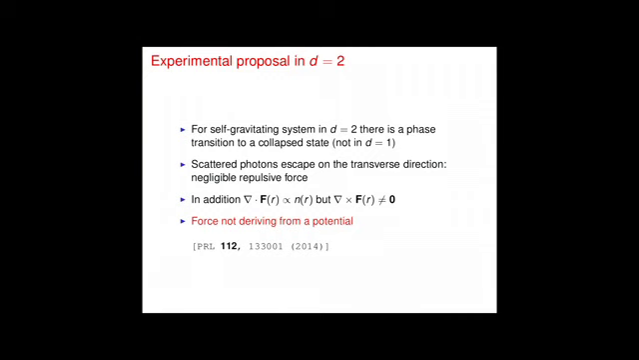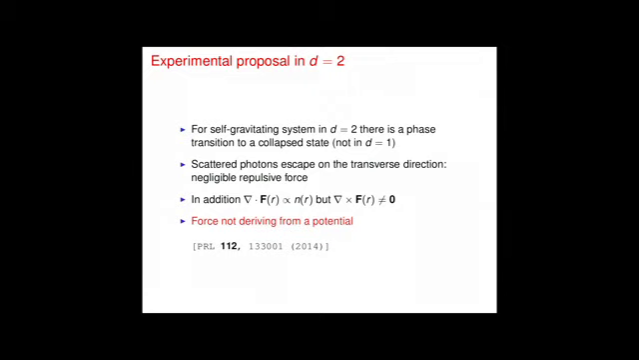The interest of that is that for gravity in one dimension, there is no phase transition. For gravity in two dimensions, there is a phase transition. So if you go to a temperature which is sufficiently small, when you have your system in a confining potential, there is a collapse. Okay? And in 1D, there is no collapse. There is no phase transition. So it is interesting to see phase transitions in experiments.